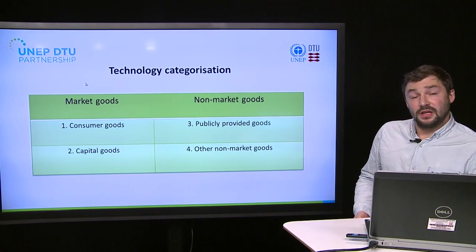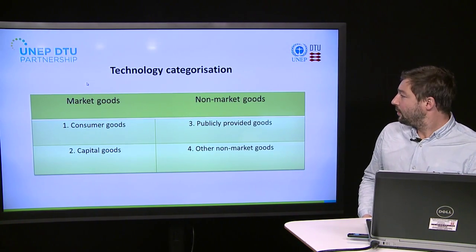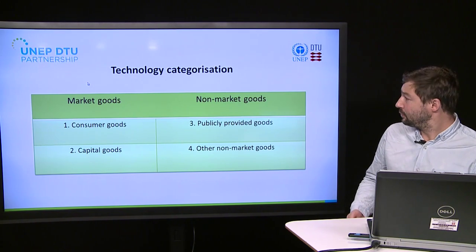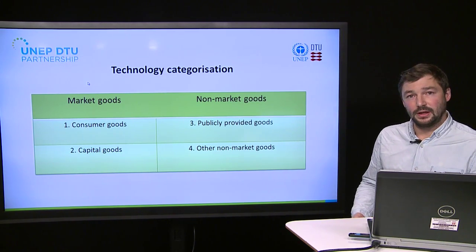And this categorization is based basically on the main decision makers involved in investment or the diffusion of a certain technology.